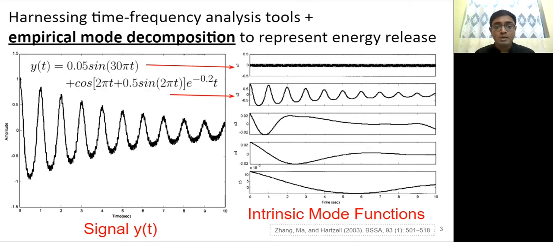This example from Zhang et al. 2003 gives an intuition about what EMD does. The recorded signal on the left, which consists of decaying waves and high-frequency noise, is decomposed into 5 IMF components on the right, separating the noise and the signal.